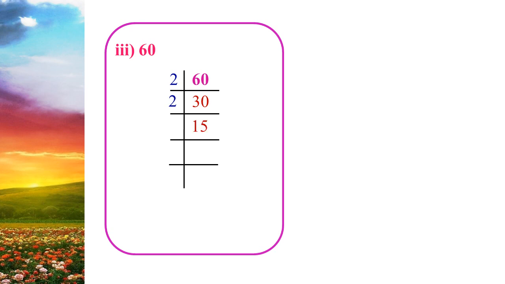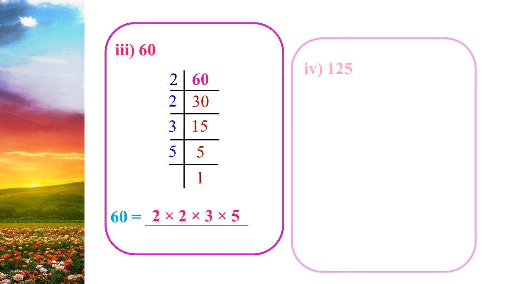Let's see third problem 60. Using short division method, on dividing by 2, 30 twos are 60. On dividing by 2, 15 twos are 30. On dividing by 3, 5 threes are 15. On dividing by 5, 1 five is 5. Prime factors of 60 is 2 into 2 into 3 into 5.